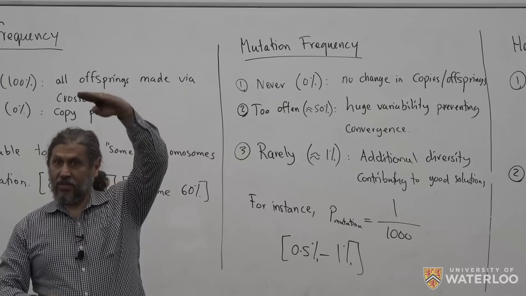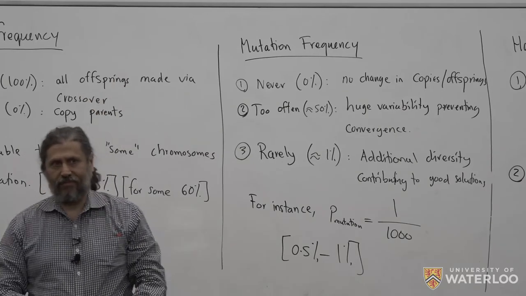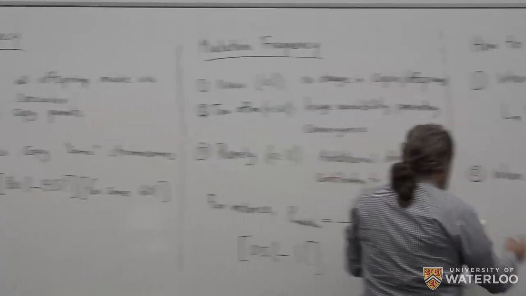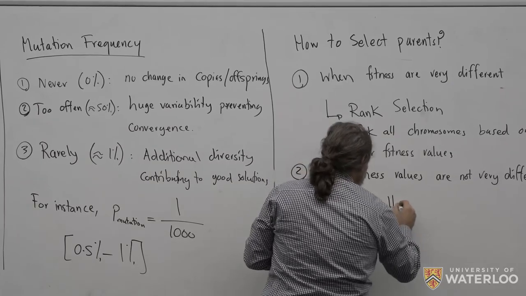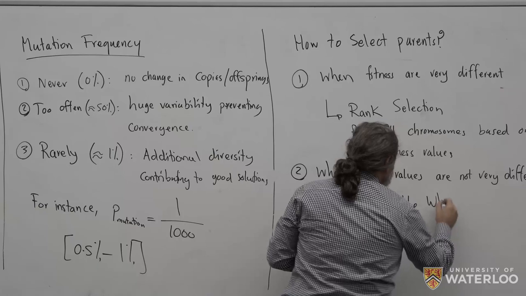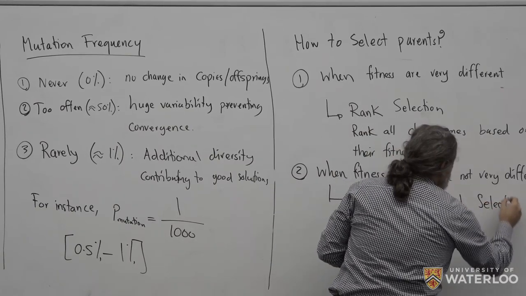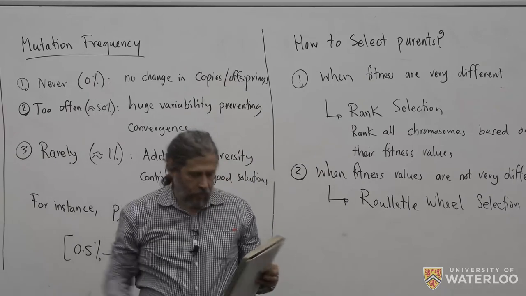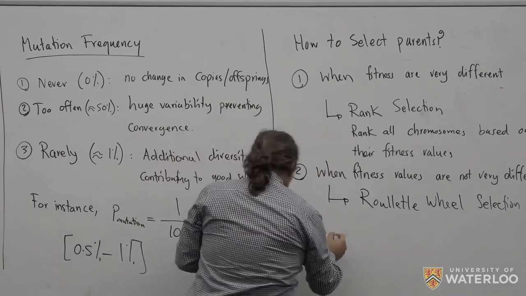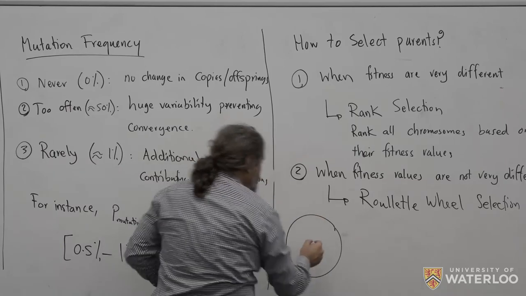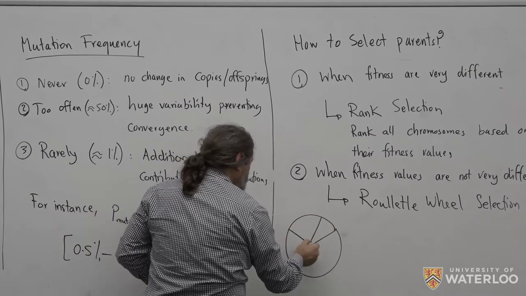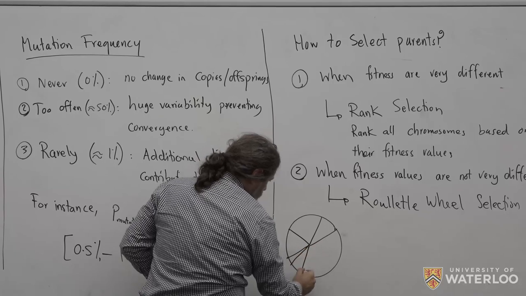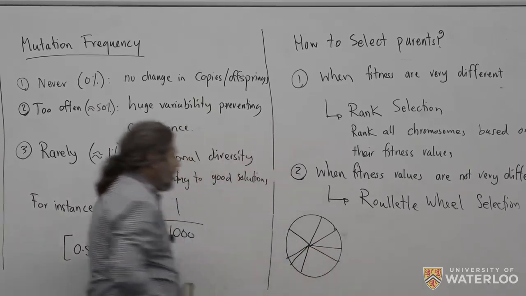If values are very different, I know who is on the top, who is at the bottom. Well, in these cases, we can do roulette wheel selection. Just rotate the wheel and select one of them. So, which means, if I can draw that circle, you assign segments or fragments of that wheel that you are rotating according to the fitness value of people.